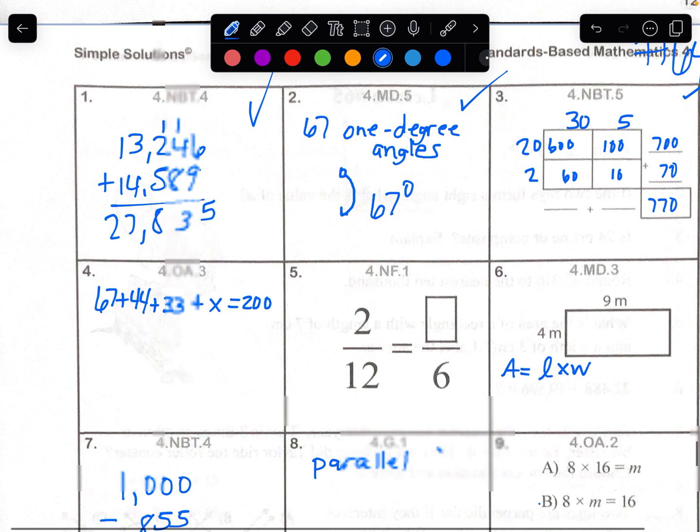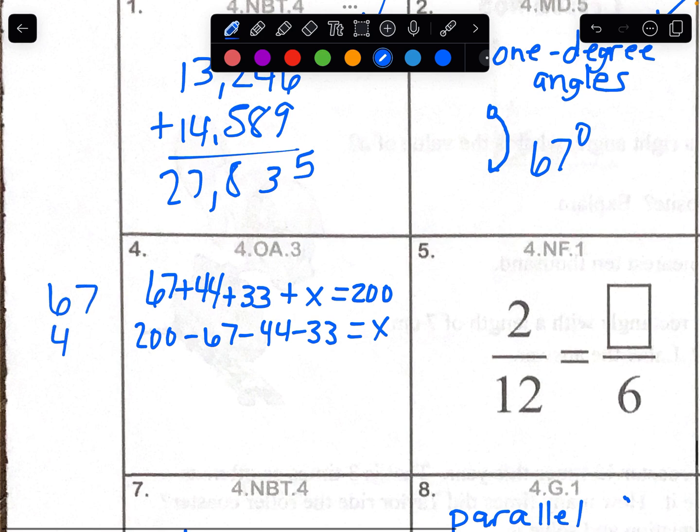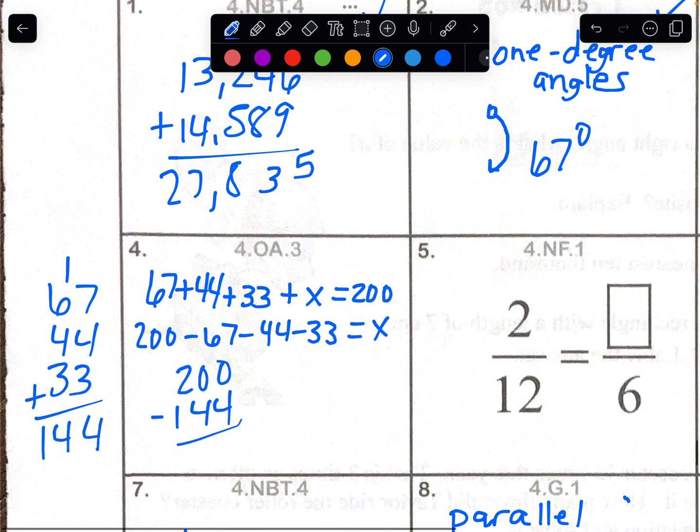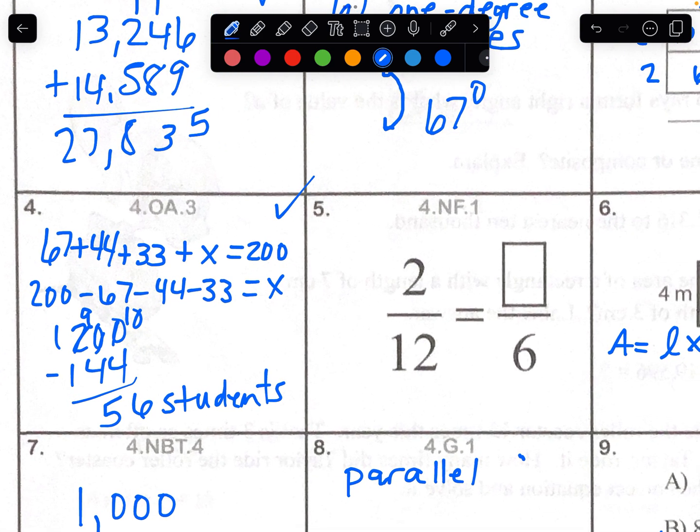All right, number 4. We're talking about a number of students on Monday, Tuesday, and Wednesday, but not on Thursday. That's what you had to solve. There's actually another equation that you could do here, is you could subtract each one of these and still get x. So if we come over here and add up 67, 44, and 33, is 144. So if you do 200 minus 144, that will give you the number of students she worked with on Thursday, which is 56. 56 students.